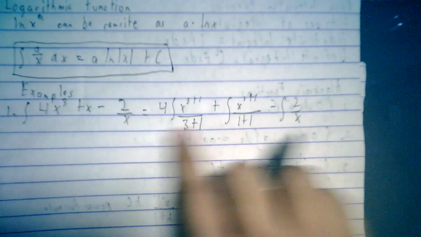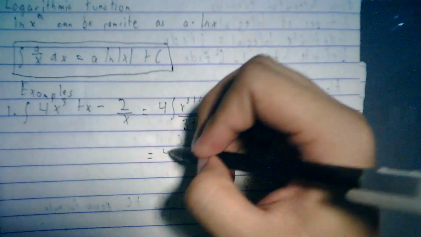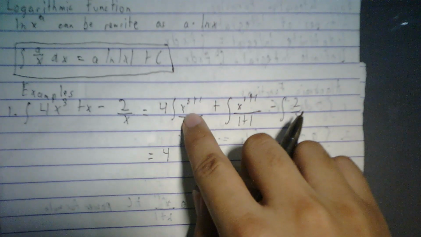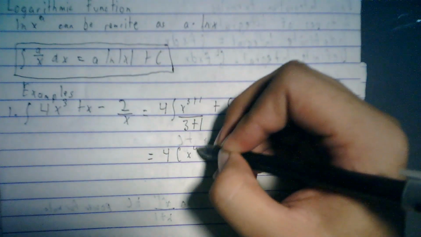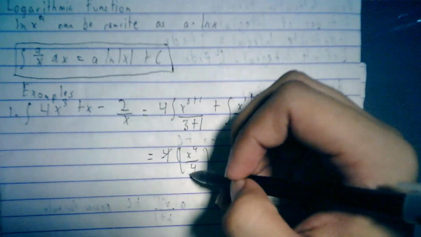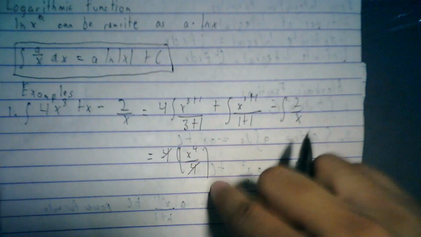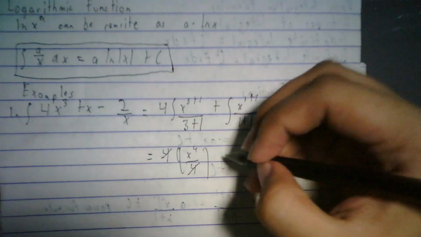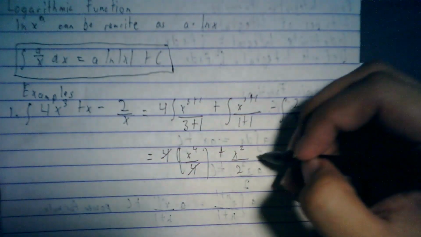First we need to integrate all of this. Let's do that here. 3 plus 1 is just equal to 4. So 4 times x raised to the 4th over 4. Since 4 times 1/4 is equal to 1, we just cancel that out. What we are left with is x raised to the 4th plus x squared over 2 minus.